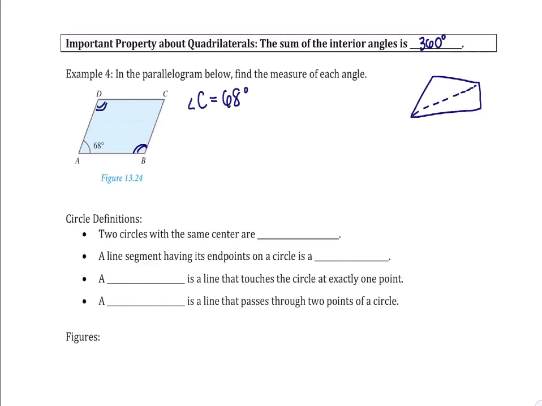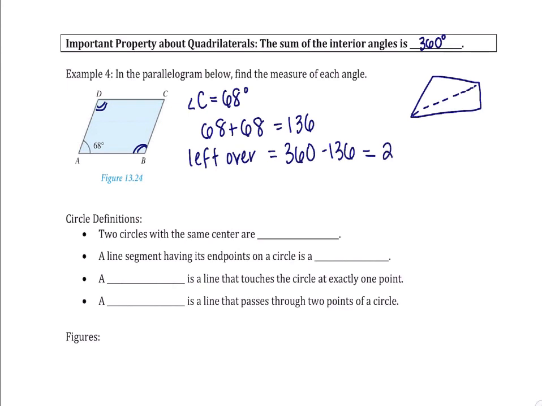So what we can do is we can add the 2 angles that we know, 68 and 68, which gives us 136 degrees. What we have left over is going to be 360 minus 136. And that is 224 degrees. And since there are 2 congruent angles, they have to be shared equally among those 224 degrees. And so each angle, angle D and angle B, must be 224 divided by 2, or 112 degrees.